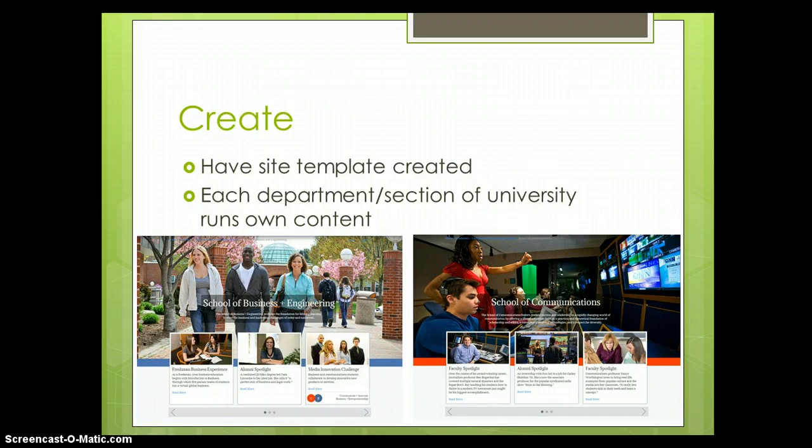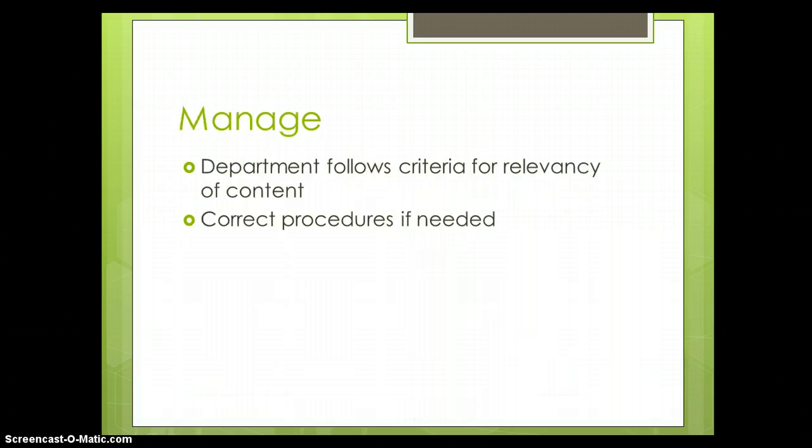They have, I just picked the School of Business and Engineering and the School of Communications. You can see they both have the exact same template, just with different pictures pertaining to their particular department. And so obviously the content there is going to be specific to what they do. And so it's easiest if one department is worrying about their own thing instead of one person worrying about the whole university. Just makes it a lot sleeker and easier to manage the content.